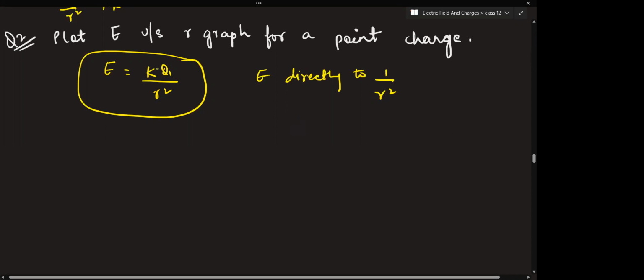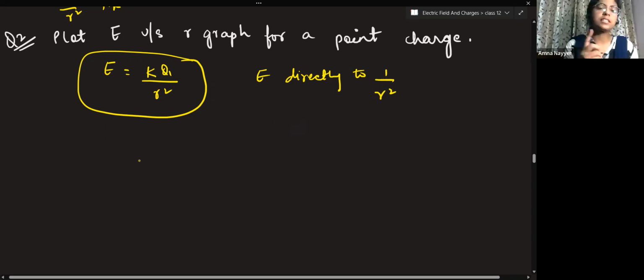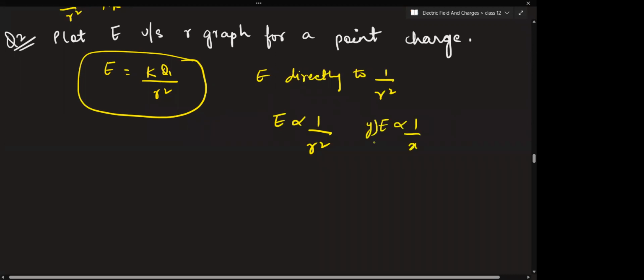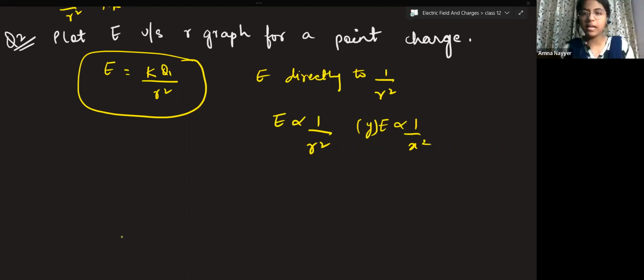Yes, yes. See, you have to check E for R only. If the question is asking this part, the question will directly mention E versus 1 by R square or 1 by R, anything. When the question says R only, it means you have to check the relation between E and R. But E is inversely proportional to R square. So which kind of graph is this? This is the graph 1 by x, where y is inversely proportional to x. So hyperbola. It will be hyperbola.